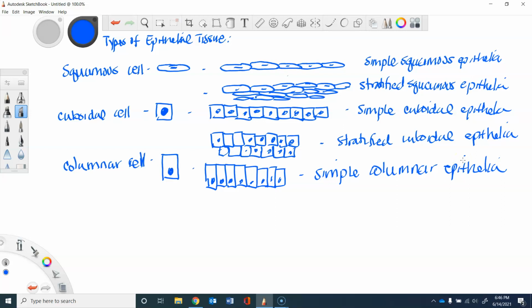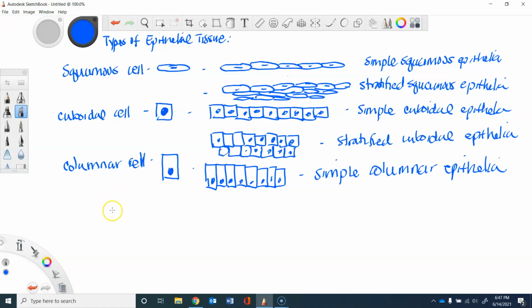There is a stratified columnar epithelia, but it's very rare, so we don't really study it. We don't look at it in lab or anything like that. It does exist, but it's pretty rare. So these are the main types of epithelial tissue that we're going to see.